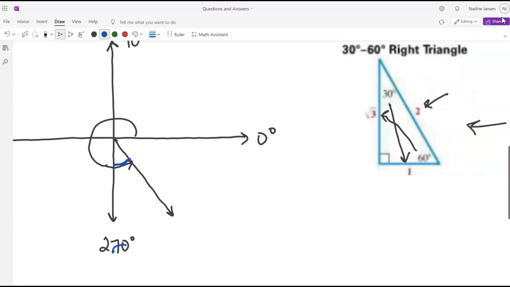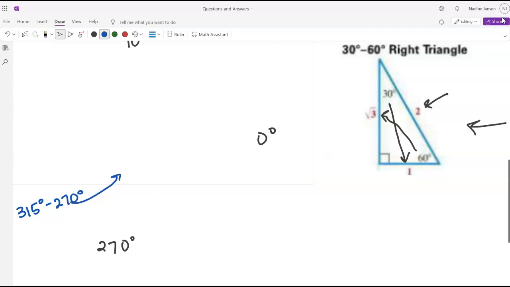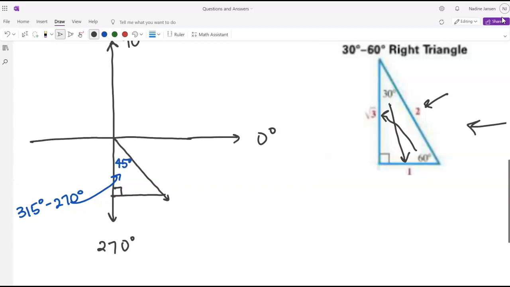So if the whole thing was 315, and we know that going up to the bottom negative y-axis is 270, then that blue angle in there is the 45 degrees, because that's 315 minus 270. So this is a 45-degree angle. I'm going to just clean this up a bit. There's my right triangle. This means this is also a 45-degree angle.